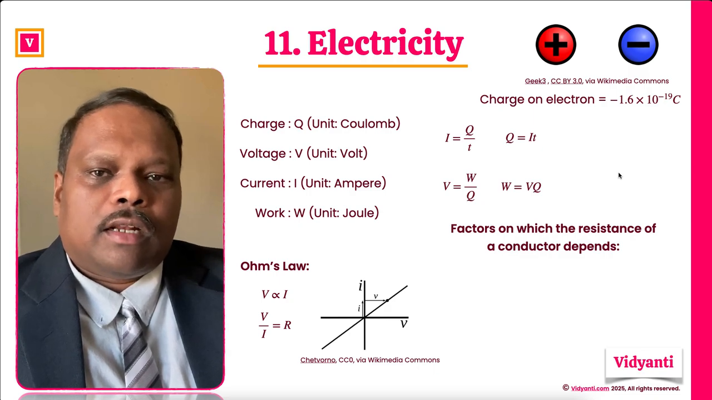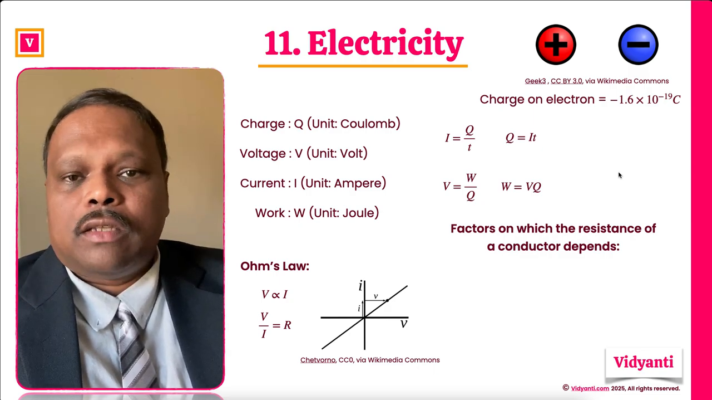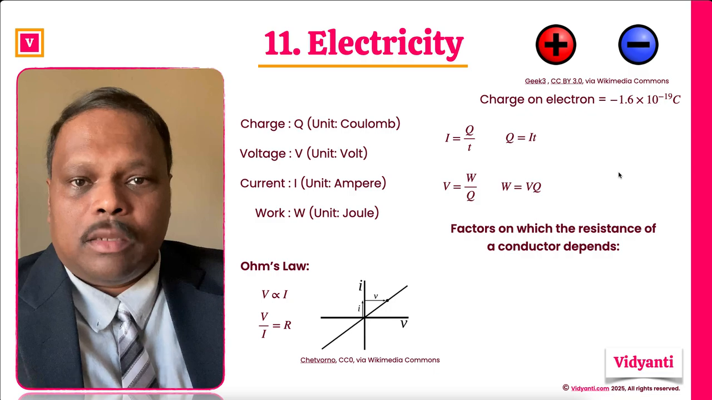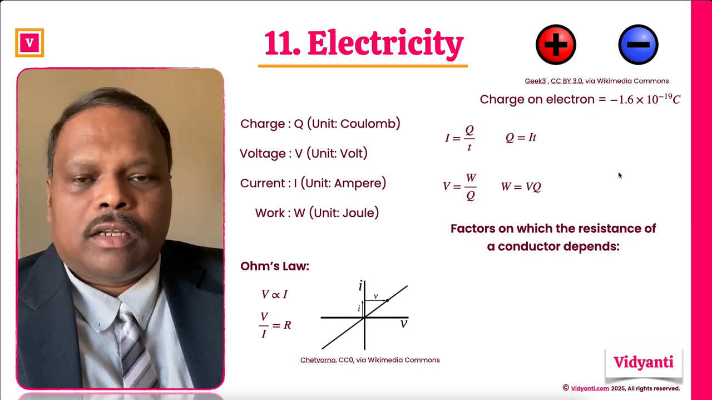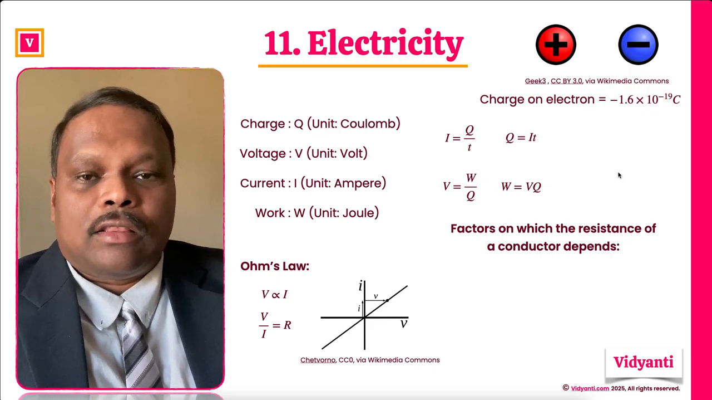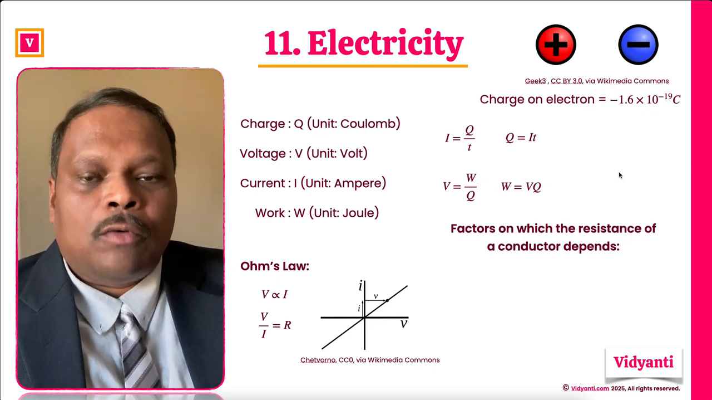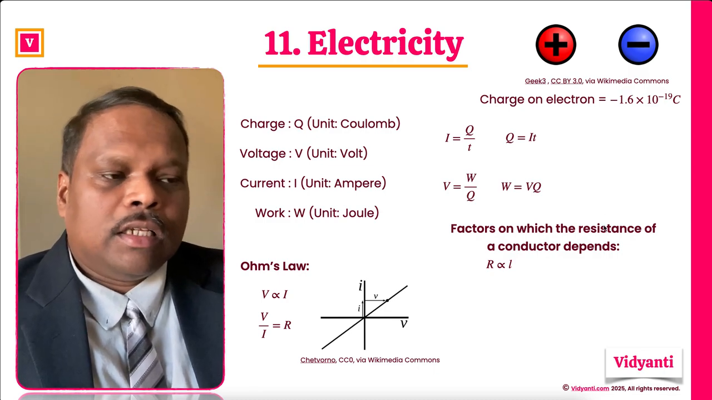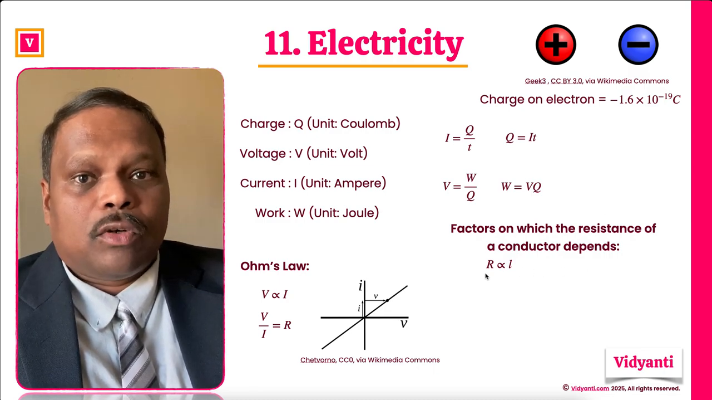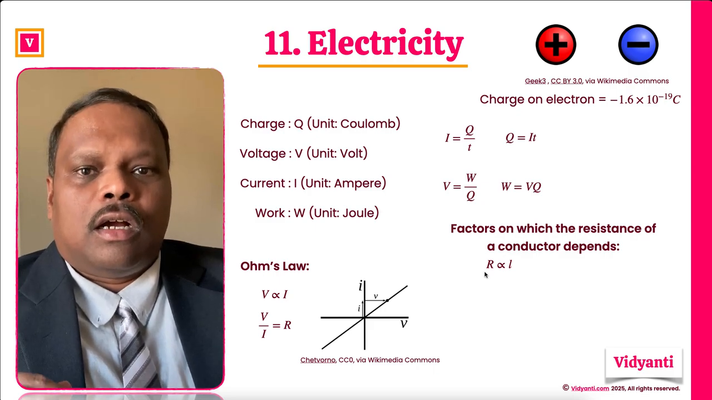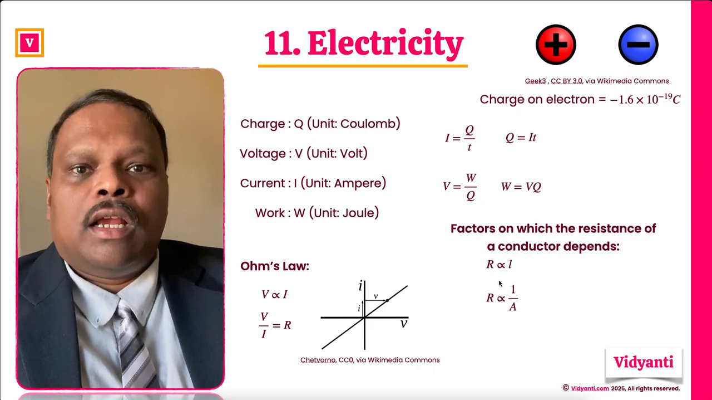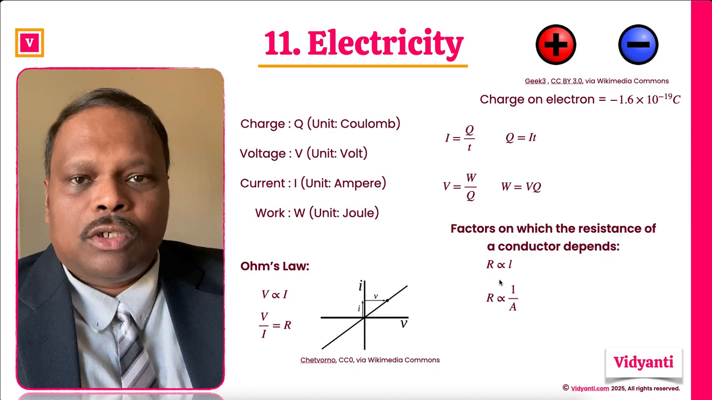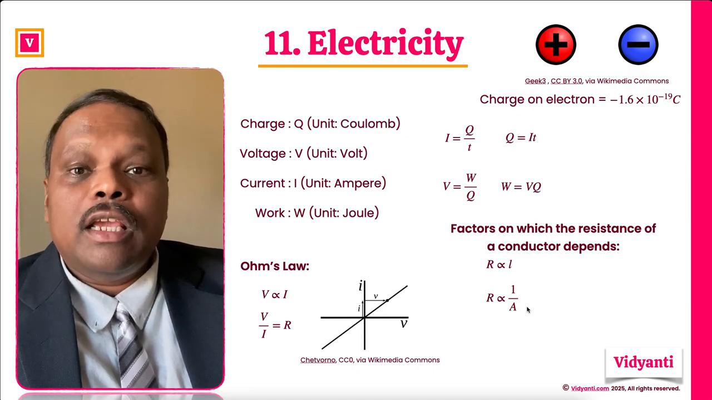Now there is another subtopic, which is the factors on which the resistance of the conductor depends. Resistance of a conductor depends upon the length of the conductor. Obviously, if you take a longer length of a conductor, then the electrons will encounter more resistance because of the longer length. So resistance is directly proportional to the length of the conductor. More the length, more is the resistance. And then the second factor is that resistance is inversely proportional to area of cross section.